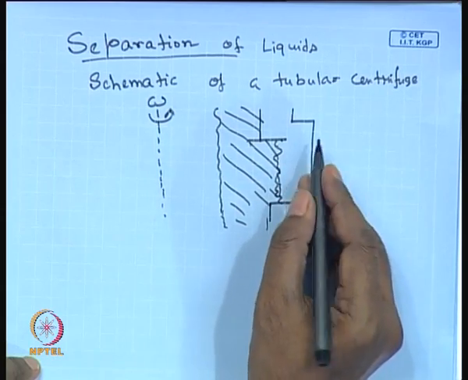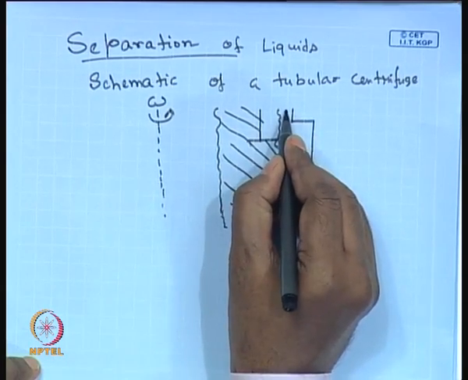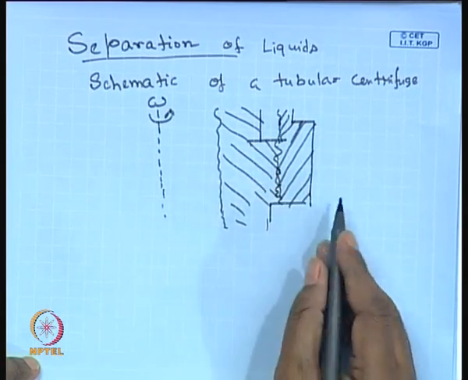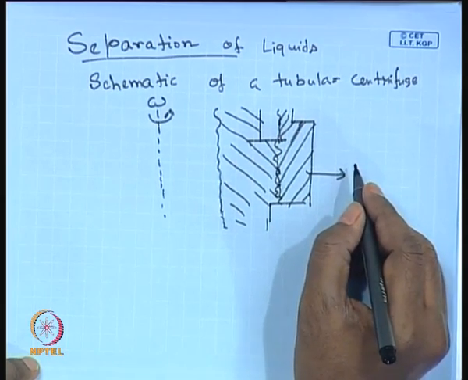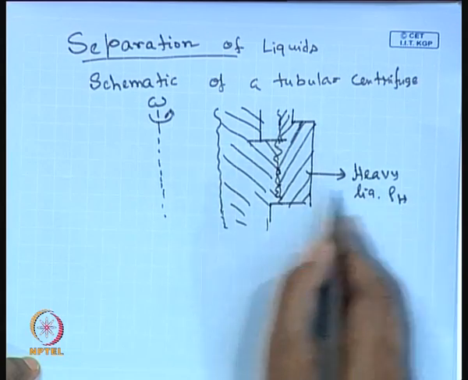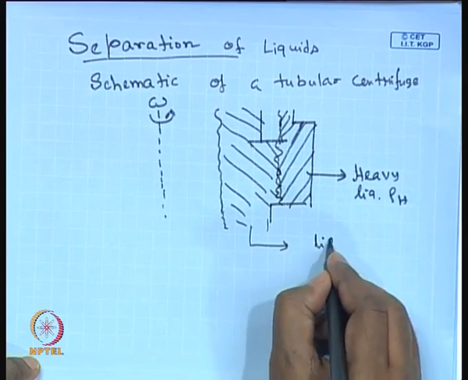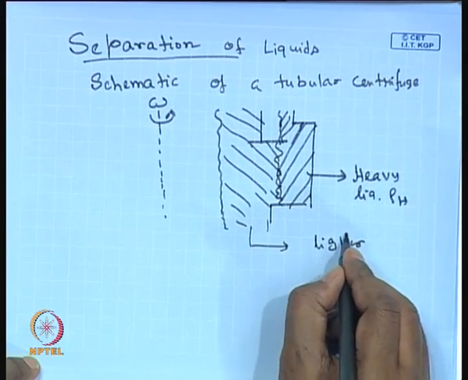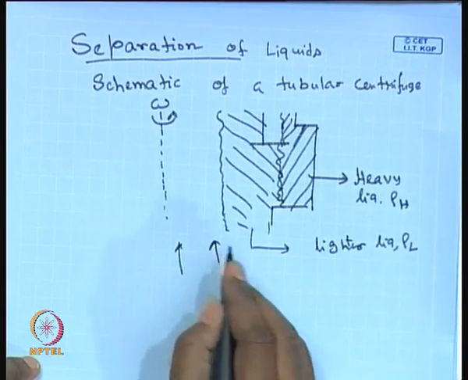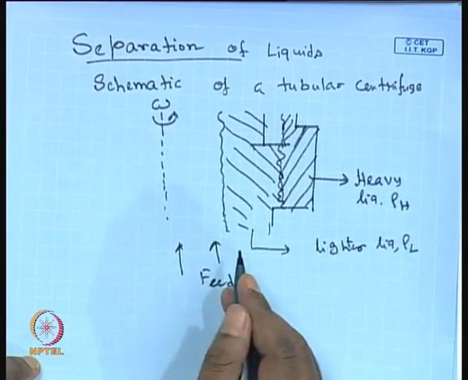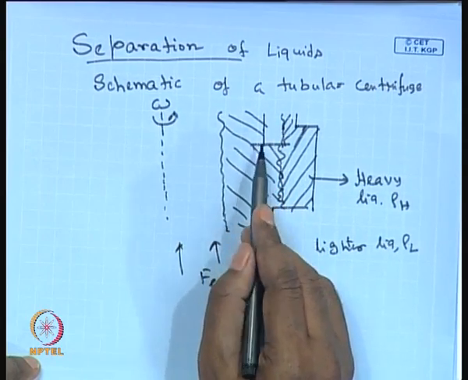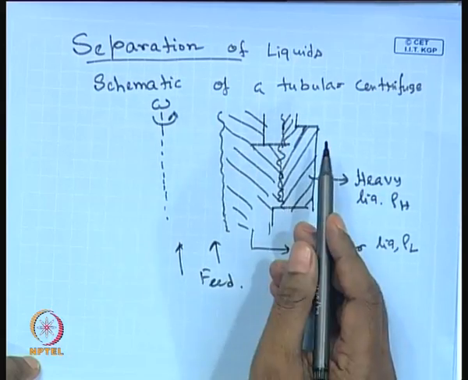This is the lighter fluid. This is the heavier liquid. So, the heavier liquid will be pushed towards the wall. So, it will be heavy liquid, let us say rho h. This will be a lighter one, liquid rho l, and you are putting the feed from the bottom. Okay. And there is a separator here, that separates the lighter from the heavier liquid, otherwise they will be mixed up. Okay.